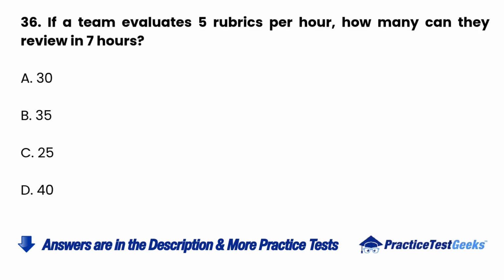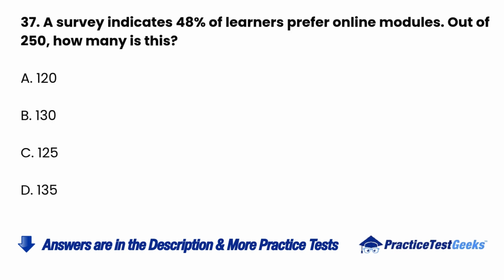36. If a team evaluates 5 rubrics per hour, how many can they review in 7 hours? A. 30. B. 35. C. 25. D. 40. 37. A survey indicates 48% of learners prefer online modules. Out of 250, how many is this?